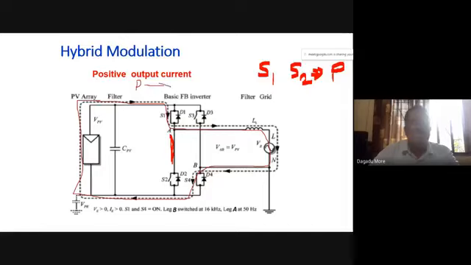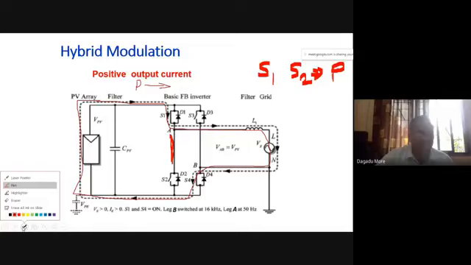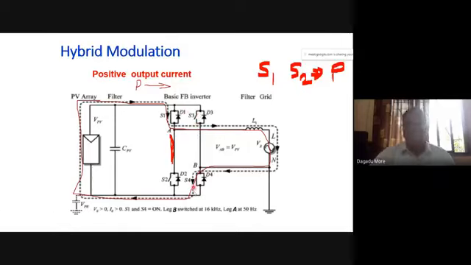Power is flowing from the PV panel to the grid when S1 and S4 are on. But when S1 is on, it will remain on for 10 milliseconds. In between, this will change: S4 will become off and S3 will become on.